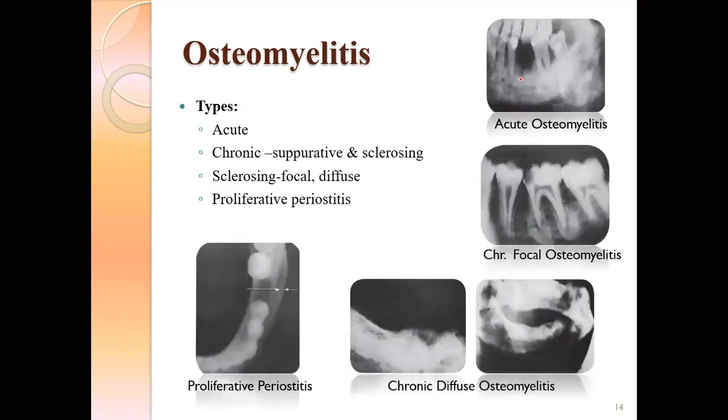For osteomyelitis, there will be acute and chronic forms. The chronic form can be again divided into suppurative and sclerotic types. Sclerosing form of osteomyelitis is again divided into focal and diffuse. That is focal sclerosing osteomyelitis and diffuse sclerosing osteomyelitis. And another form is proliferative periostitis, also known as Garre's osteomyelitis.